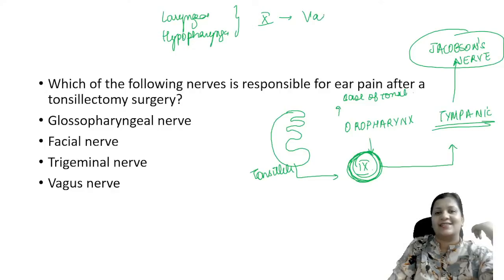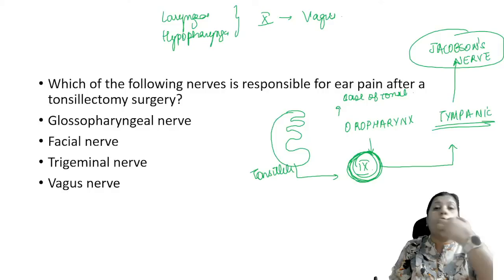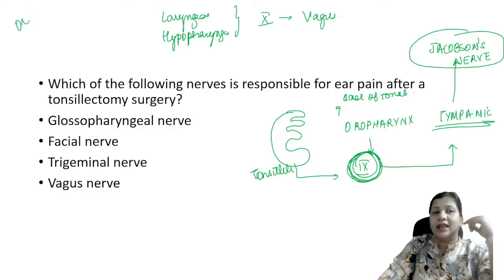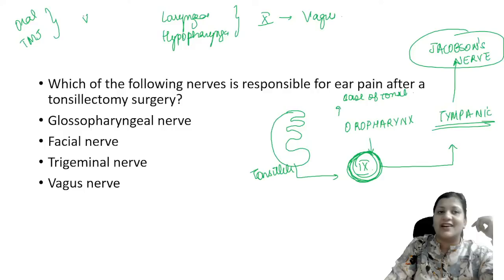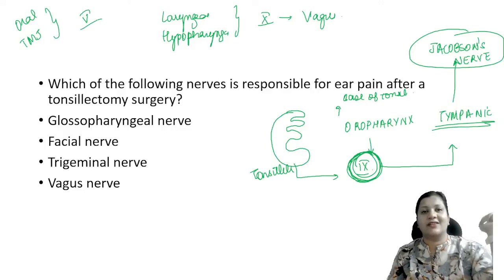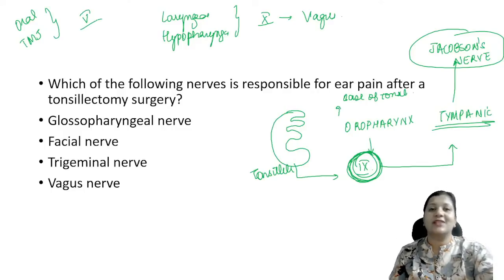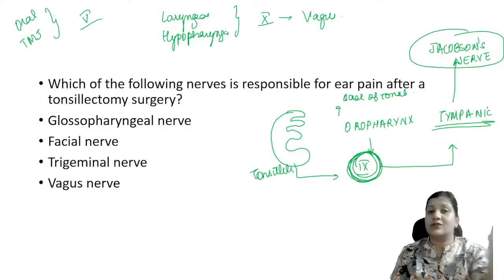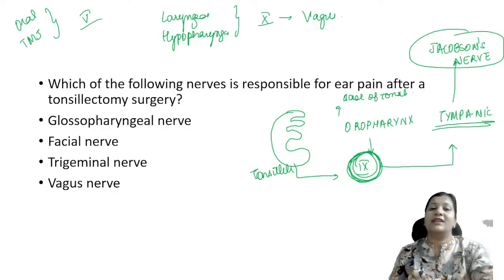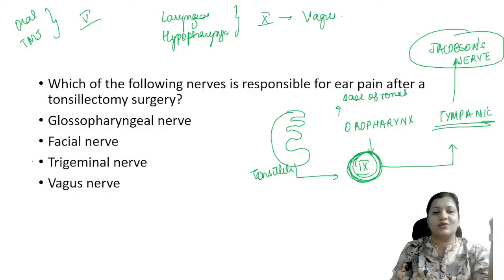Via the vagus nerve. If there is any oral cavity or TMJ pathology, then the pain is referred via which nerve? Via the trigeminal nerve. So these are all the nerves that can cause referred otalgia. Of course, C2, C3 also can cause referred otalgia, but these are the main ones that you should know. So the answer is glossopharyngeal nerve.